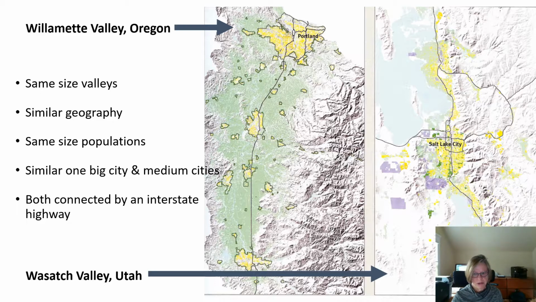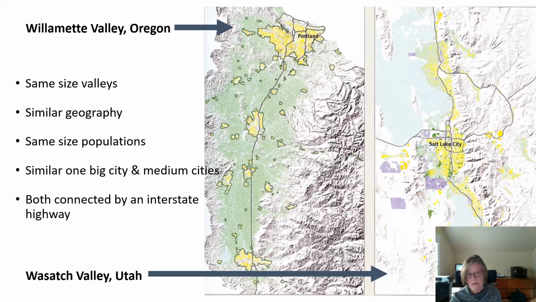But then I hope you see some dissimilarities between these two maps. What you see in the yellow is the distribution of population and development. And you'll notice, hopefully, in the Wasatch Valley, the population is scattered around the valley and along the interstate. Whereas in the Willamette Valley, the population is focused in on Portland and some of the major cities, Salem and Eugene.